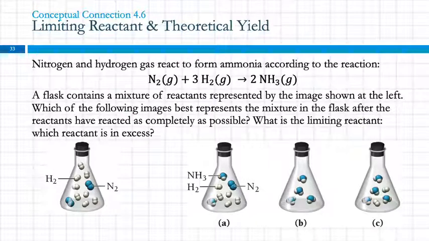So let's look at this conceptual connection. Nitrogen and hydrogen gas react to form ammonia according to this reaction. So we need 1 nitrogen and 3 hydrogens in order to make 2 ammonia molecules. So a flask contains a mixture of reactants represented by the image shown on the left. Which of the following images best represents the mixture in the flask after the reactants have reacted as completely as possible? And what's the limiting reactant and which is in excess?